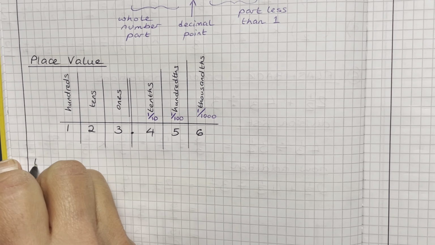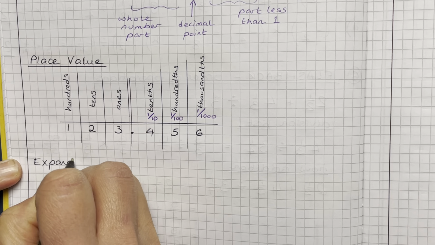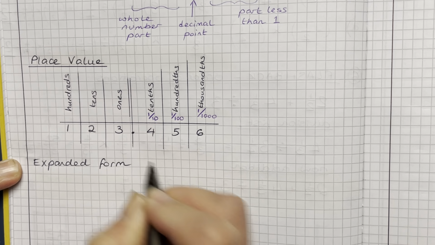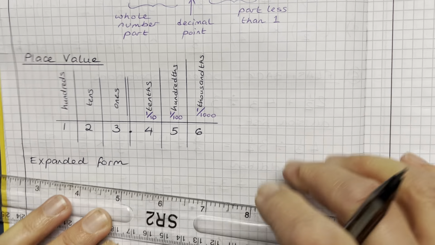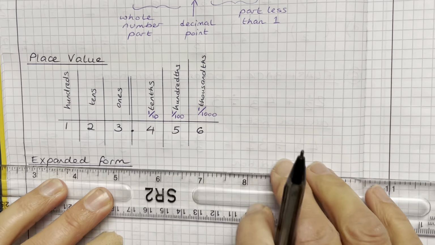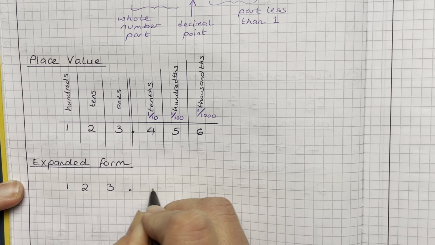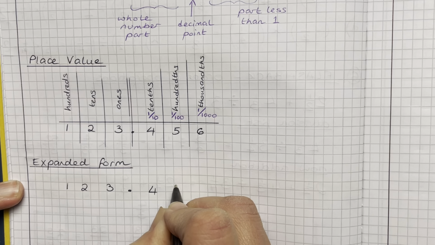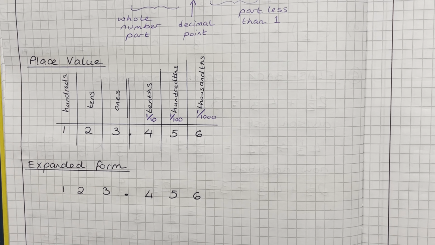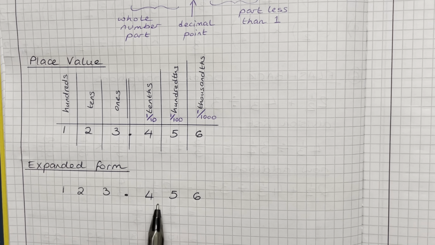Right, I just want to mention expanded form here. Again, let's stick with the same number, 123.456. Just as a matter of interest, when we say this number, we say one hundred and twenty-three point four five six. We do not say point four hundred and fifty-six. So we say all of these numbers individually.